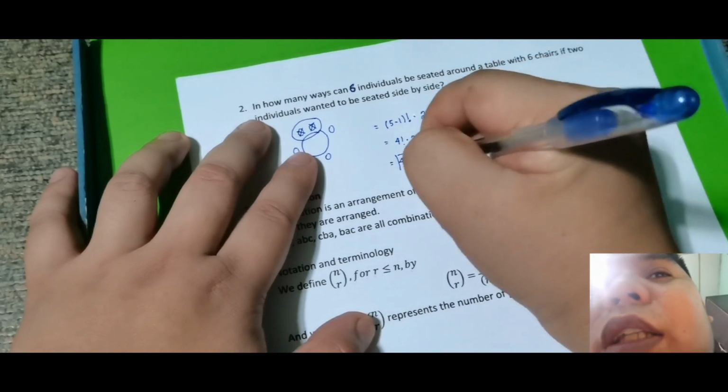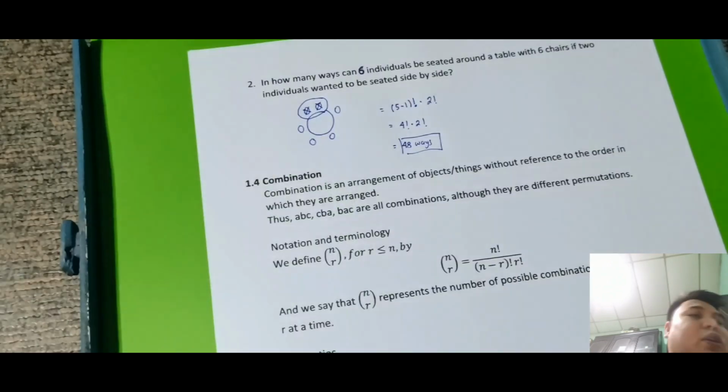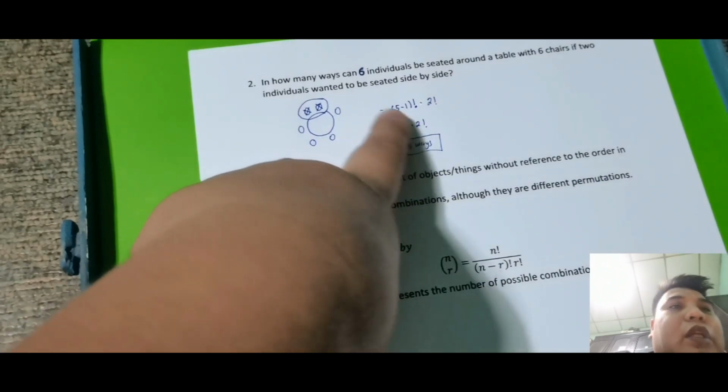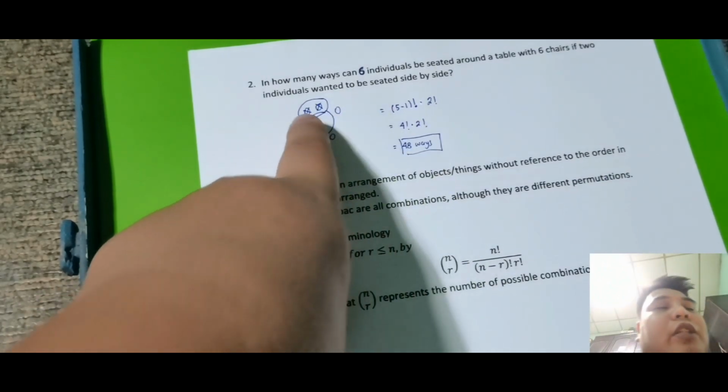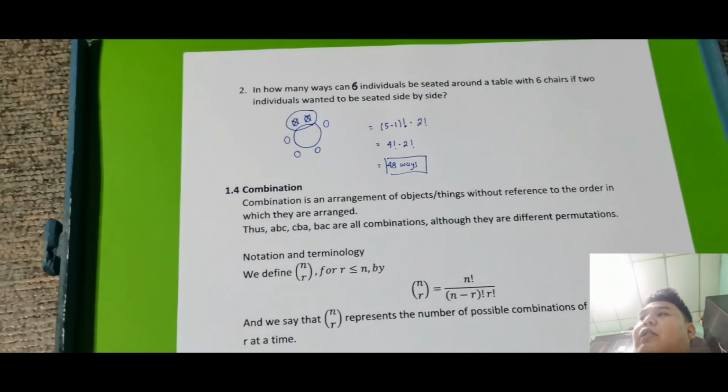Okay? So, ganun naman dito. So, dito kasi magkatabi sila. So, again, count mo lang sila sa isa. So, since circular siya, 1, 2, 3, 4, 5, 5 na lang. So, 5 minus 1 factorial times 2 factorial. Kukonsider natin yung arrangement pa nung dalawa. Okay, so that's all for this topic. So, that is all about permutation.